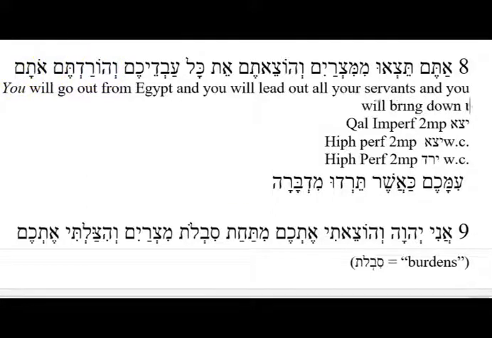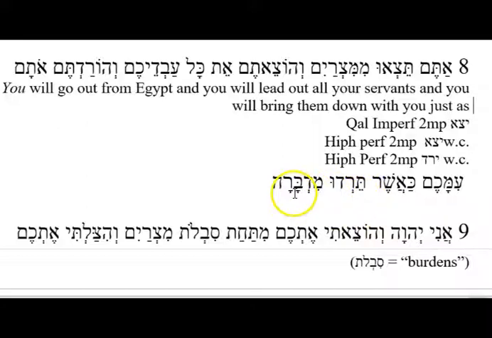otam, them. Now, let's smooth out this English. We would probably say, and you will bring them down, right? We're still talking about those servants. You'll lead out all your servants, and you'll bring them down. Here's the rest of our sentence down here. Imchem, with you. Ka'asher, just as.